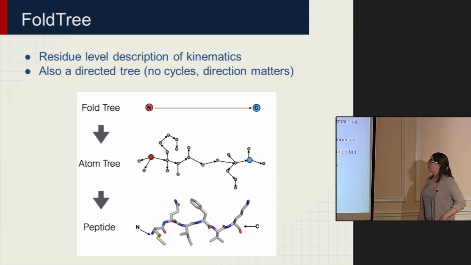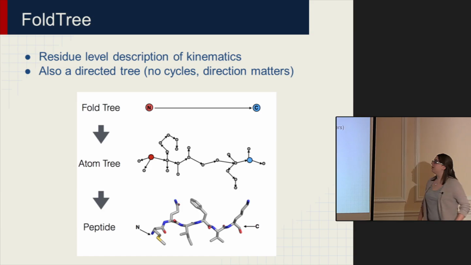And then one of the last things I want to talk about at the beginning is the atom tree. So the FoldTree is the residue level description of the kinematics in the system, but the atom tree is describing it atom by atom. This is also a directed acyclic graph. It's the same idea. You have one vertex per atom. Bonded atoms represent chemically connected components in the atom tree. And then jump atoms, just like jump edges in the FoldTree, represent geometrically related components of the atom tree.